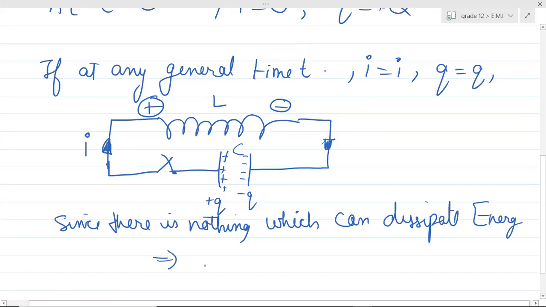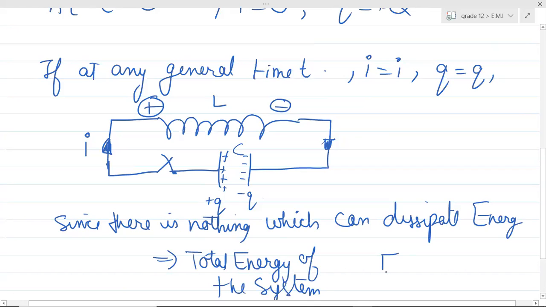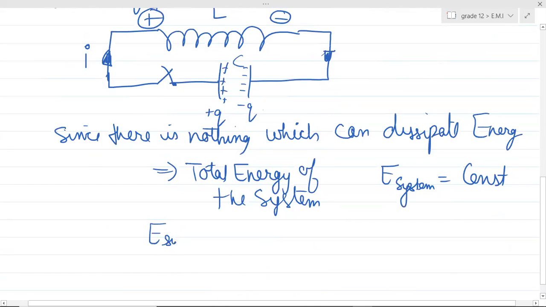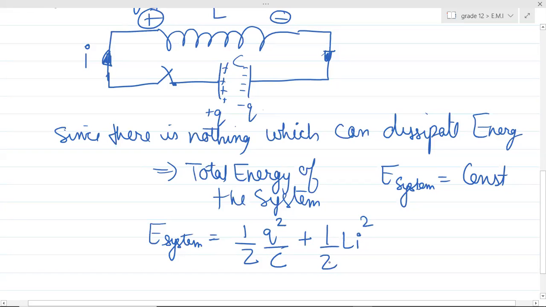That implies the total energy of the system, let's name it as E system, will remain constant. And what is the total energy of the system? So when the charge is Q, there is some energy over here, half Q squared by C plus half L into, what was the current at this instant? i squared. Yes or no? Yes, sir. Will this be the total energy?